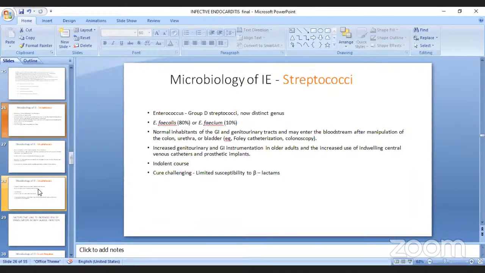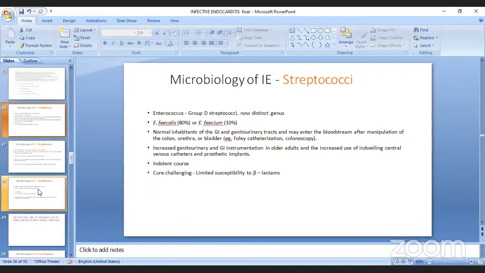Enterococcus is a group D streptococci, and E. faecalis accounts for 80% and E. faecium 10%. Normal inhabitants of the GI and genitourinary tract may enter the bloodstream after manipulation of the colon, urethra, or bladder.